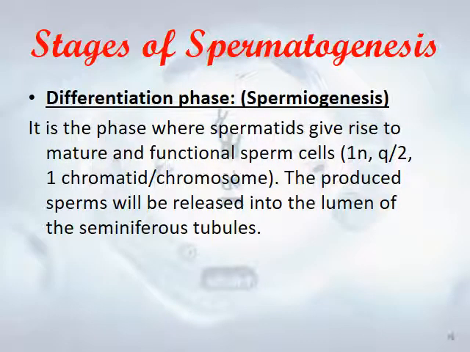While in the differentiation phase, which is the last phase, the spermatids will give rise to mature and functional sperm cells. So this is the phase where we'll have functional and mature sperm cells, 1N, Q/2, and 1 chromatid per chromosome. The produced sperm will be released in the lumen of the seminiferous tubules.